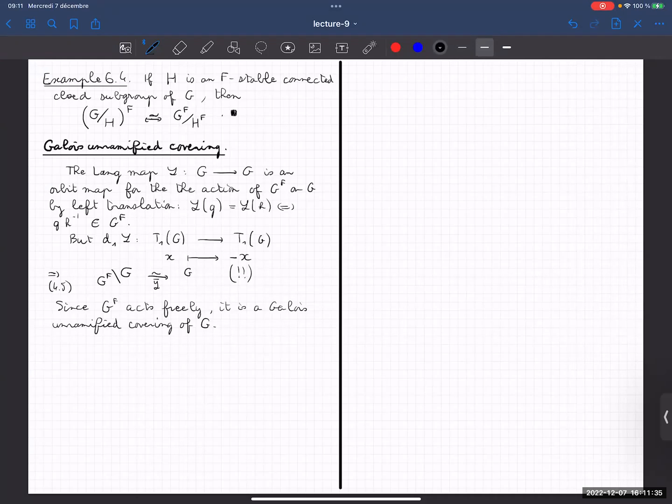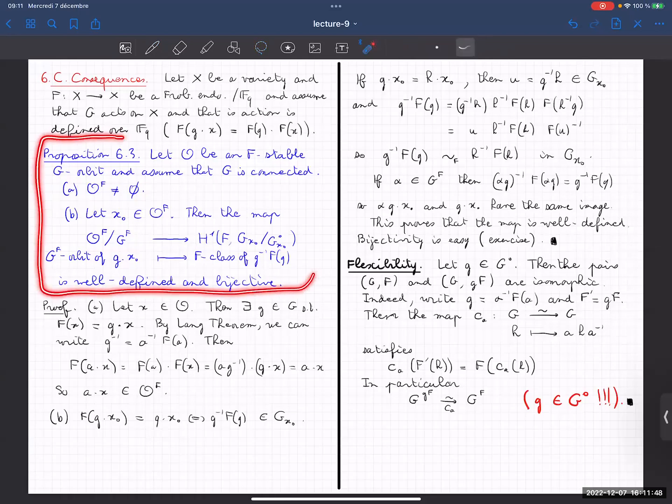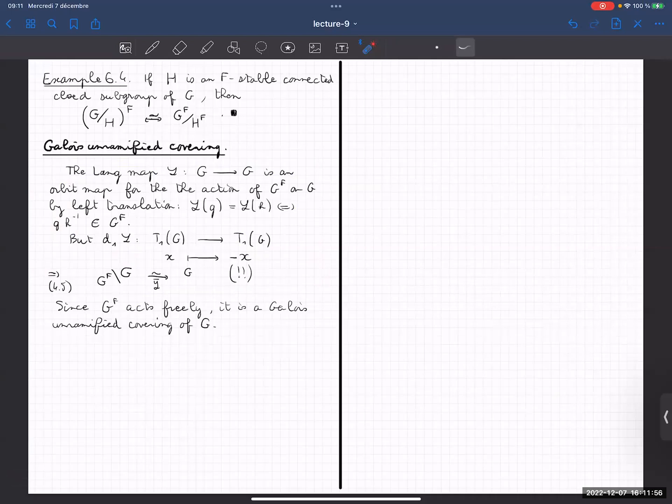Okay. So are there other questions at this stage about these applications of the Lang map? So really, this application, Proposition 6.3, is very important. Okay, and we will see immediately how it can be used. So if you have questions, don't hesitate. There are no questions?